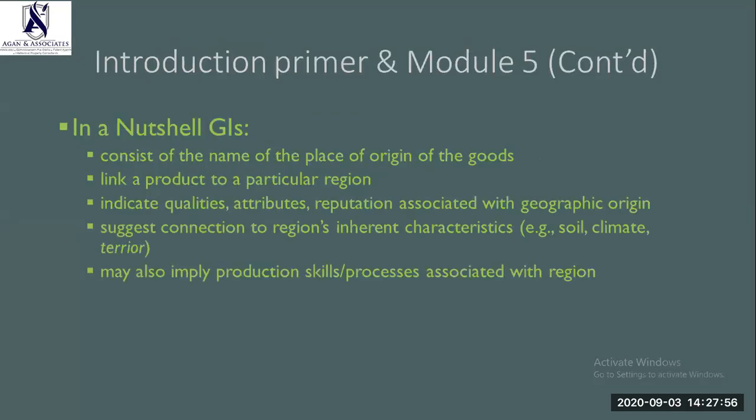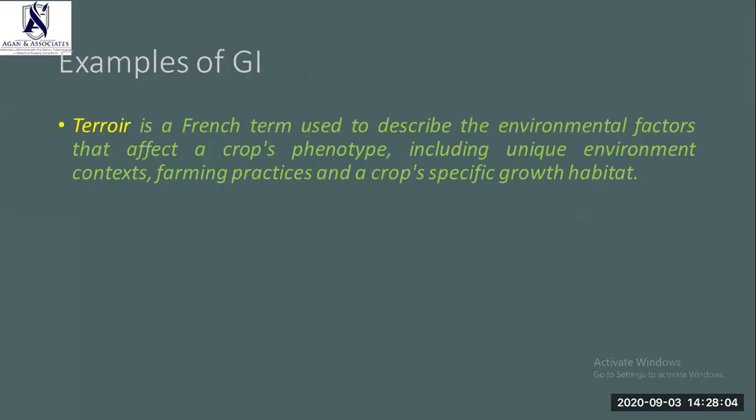Now, we have in brackets also indicated soil, climate, and now terroir. Terroir here is a French term that includes so many things. It is used to describe the environmental factors, a crop's phenotype, unique environment, farming practices, and a crop's specific growth. In fact, this now is a very heavily loaded term that describes what a GI is.